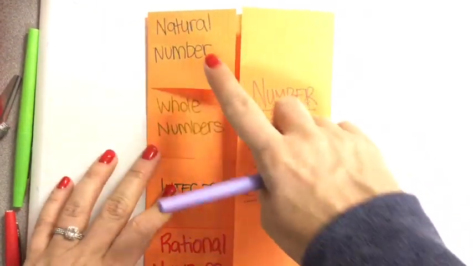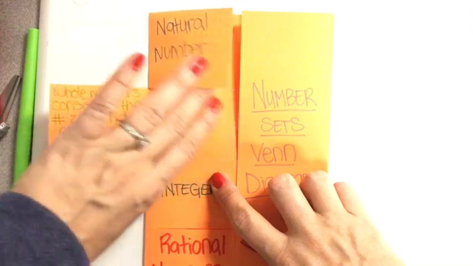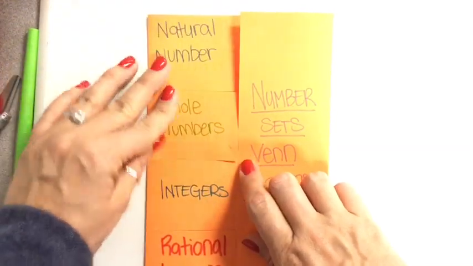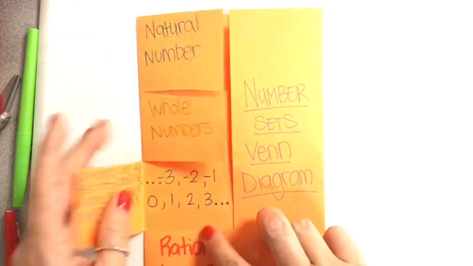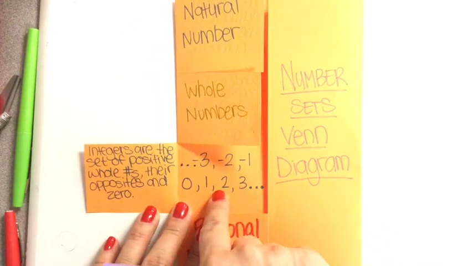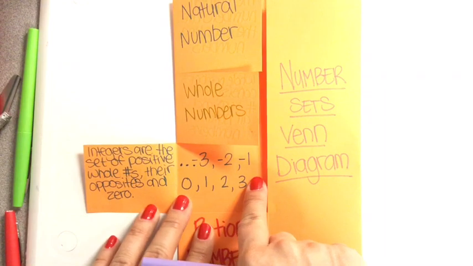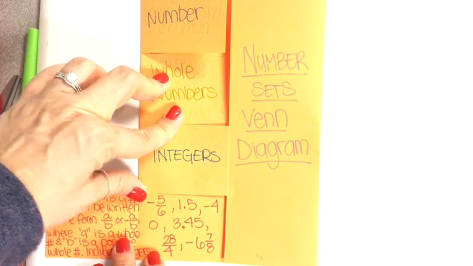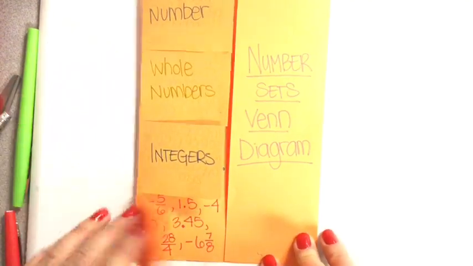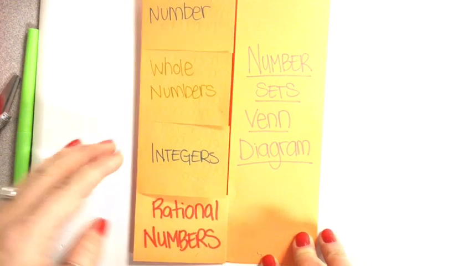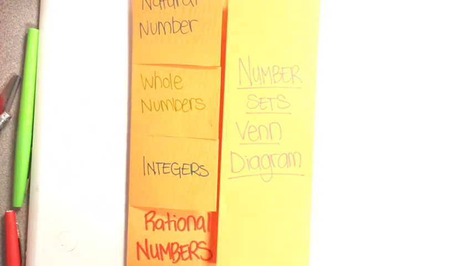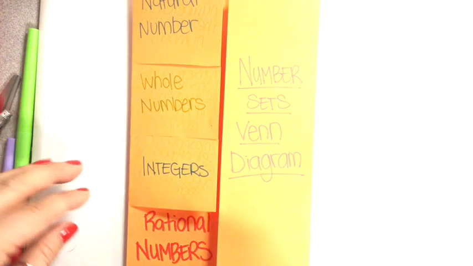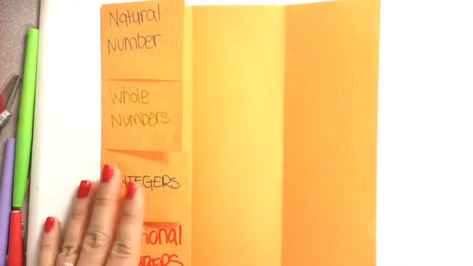I think the relationship between natural and whole is very obvious. The only difference is that whole adds the 0. So I think that's pretty good. Also, integers is pretty easy to think about because it is whole numbers, but it also includes the opposite of the positive whole numbers. And then rational numbers get kind of funky for students, but these are basically any fraction or decimal that is non-repeating, non-terminating. So these are basically every type of number in the world except for some numbers that we call irrational numbers, which you will learn about in 8th grade math. So let's go ahead and open this flap and we're going to create that Venn diagram.